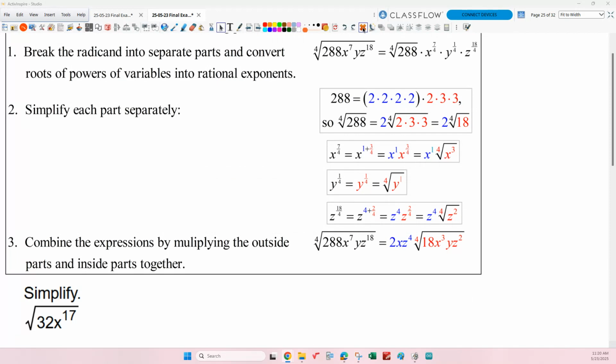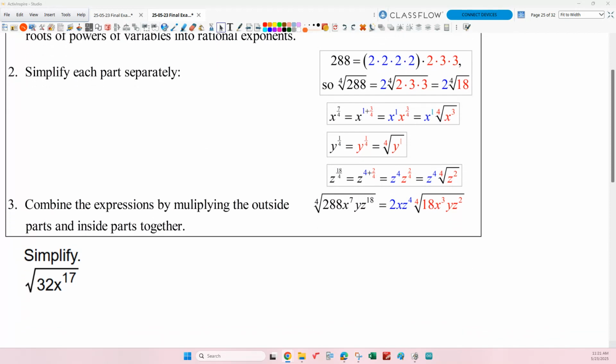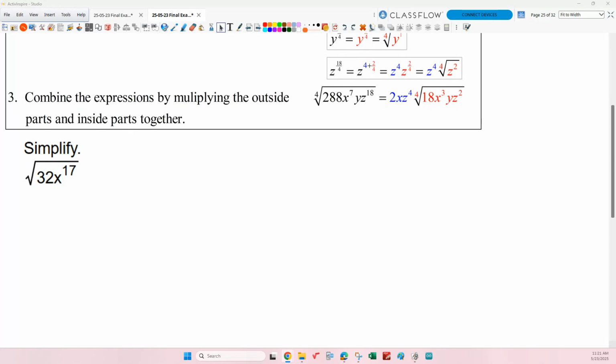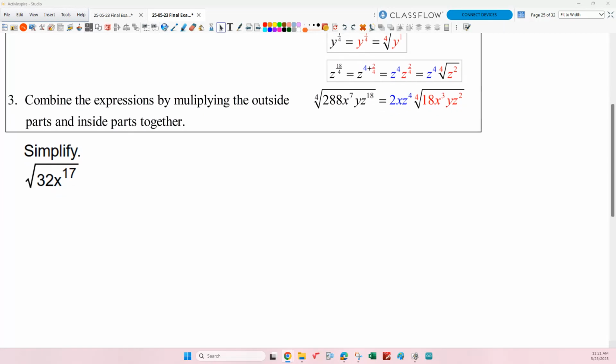We doing okay? Do you want to try this one, or do we want to go through it together? We can go through it together. Okay, what would be my first step? Okay, so we could do square root of 32 times square root of x to the 17th. Where would I go from here?